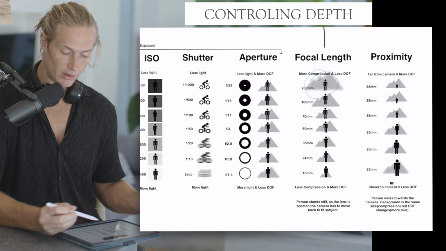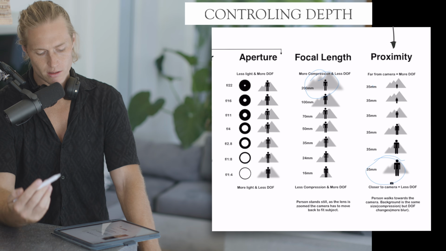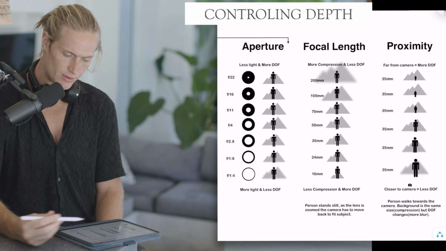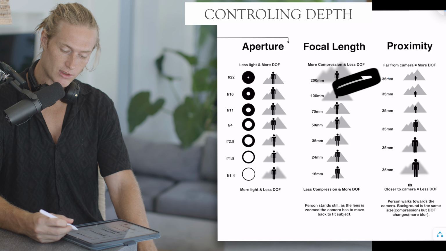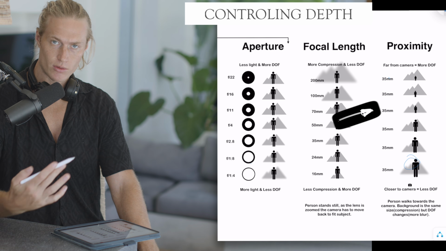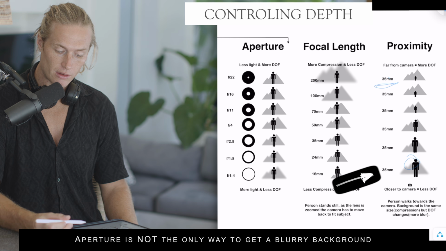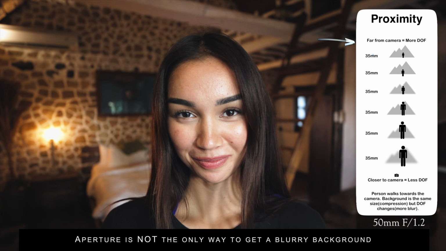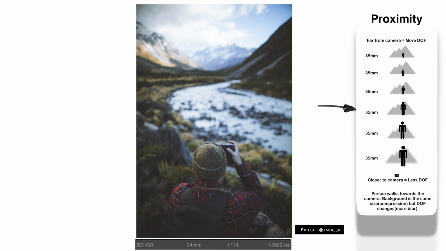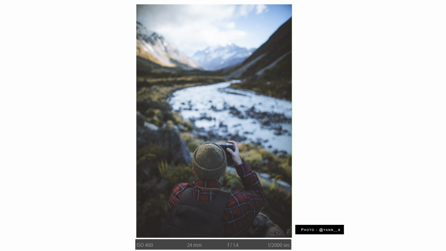So focal length and distance from the camera play a really big role in the look of your image. Proximity is just how close something is to the camera. So the closer the subject gets to the camera, the blurrier the background, if the focal length and the aperture stay the same. Just the subject comes closer to the camera, the blurrier the background. So this has a big impact on the look of your image.